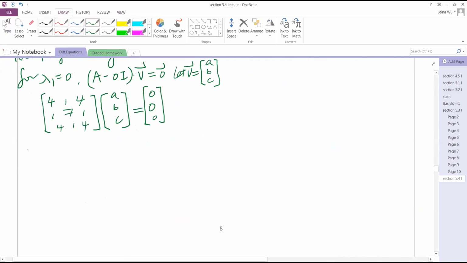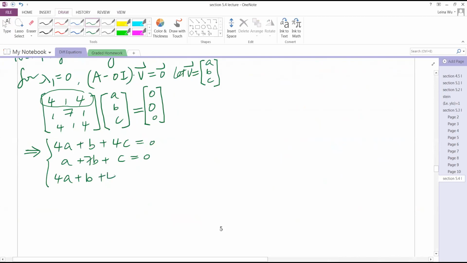All right, this is a little bit complicated, so we're going to do the multiplication, 4 1 4 times ABC: 4A plus B plus 4C equals 0. Second, I have 1 7 1 times ABC, so A plus 7B plus C equals 0. And lastly, you see the 4 1 4 again, so basically it's the same equation: 4A plus B plus 4C equals 0. This is equation 1, that's equation 2, that's equation 3. However, equation 3 is not very useful because it repeats equation 1, right?